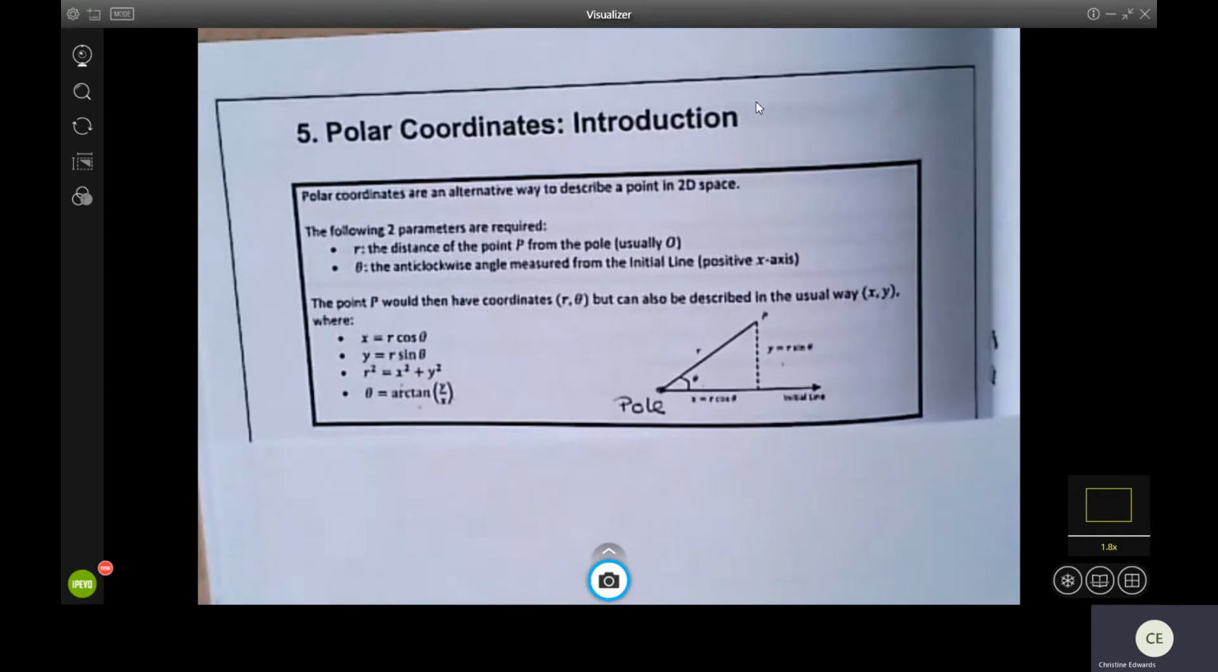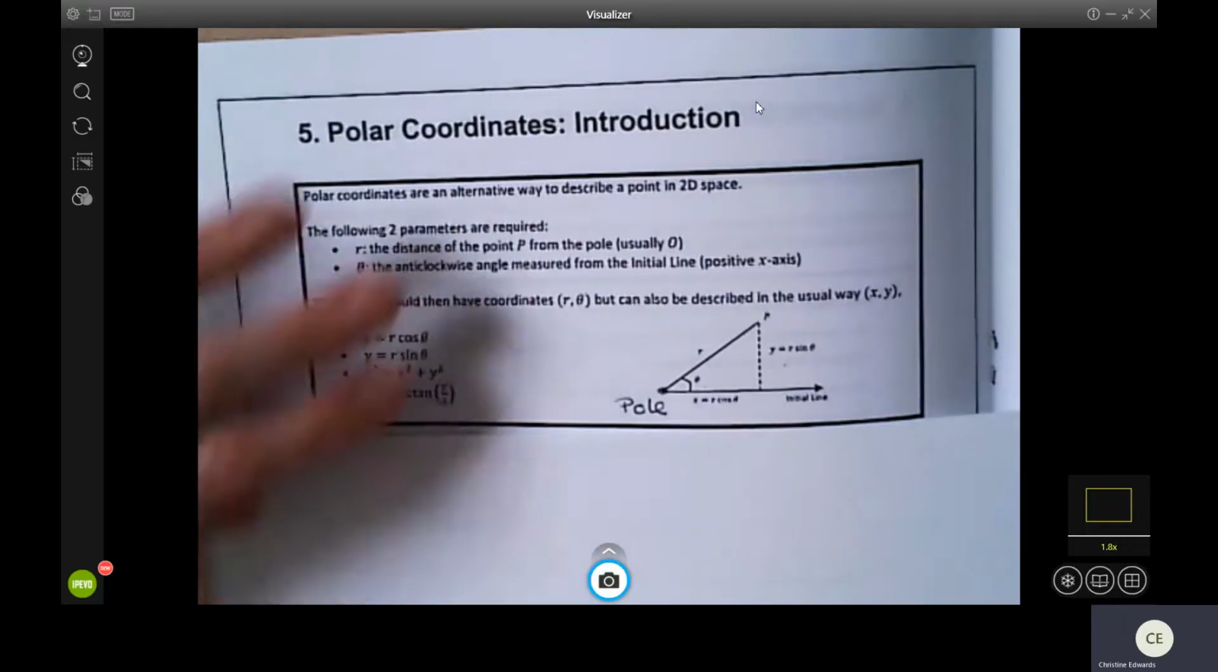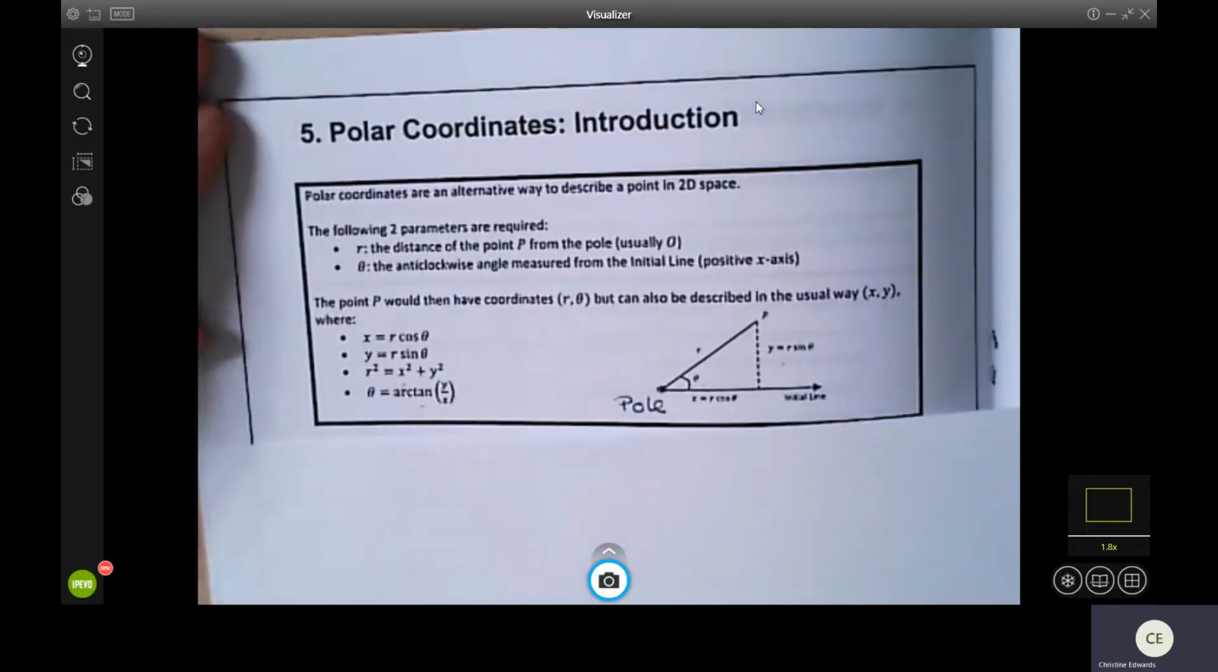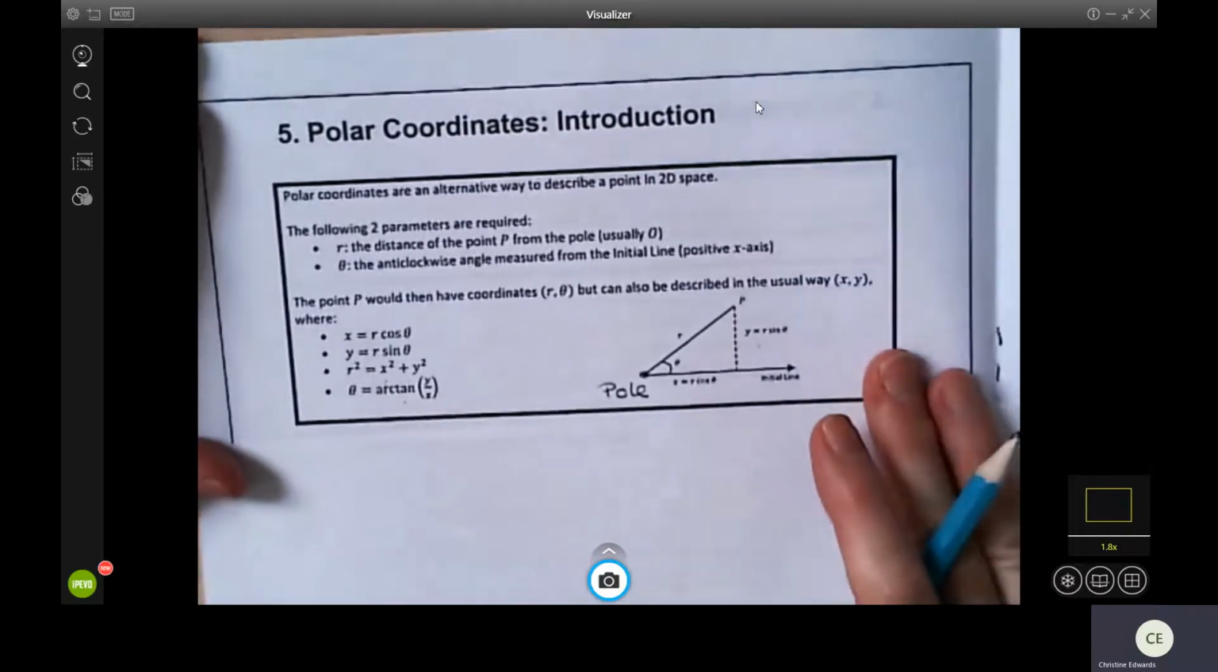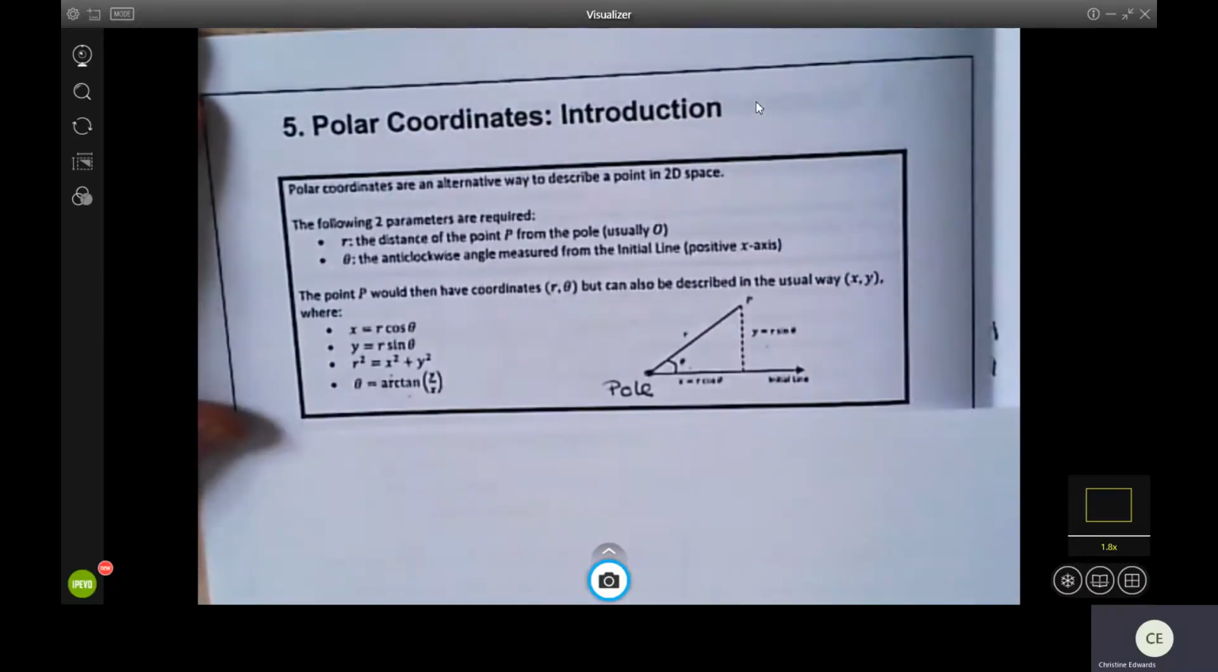What you will see from the equations is that sometimes a polar equation can be far more simple than a Cartesian equation, and that means that they have applications within things like radar and also music technology.